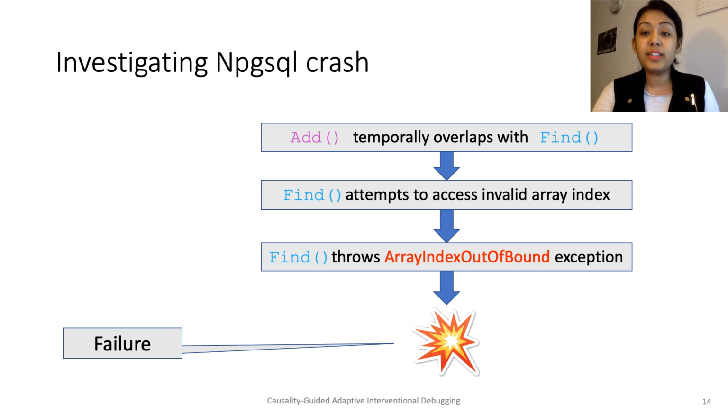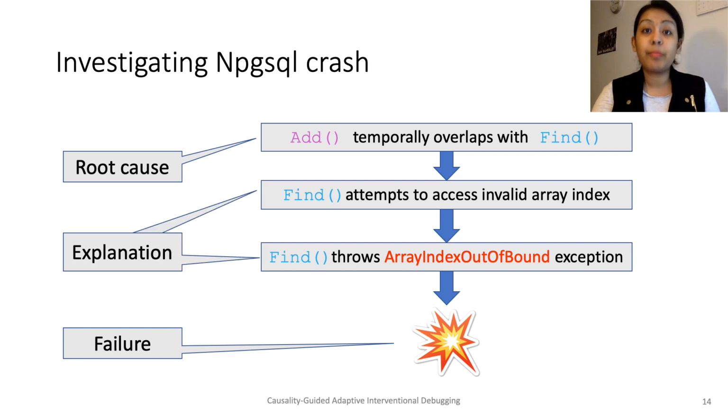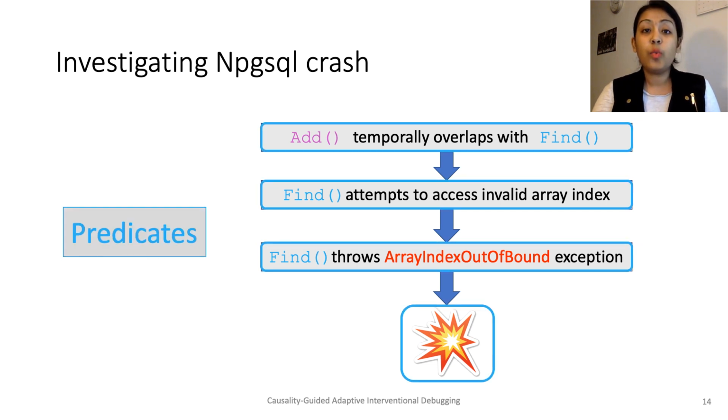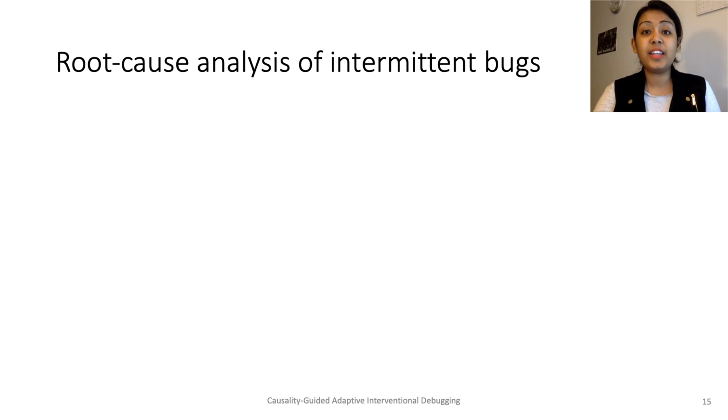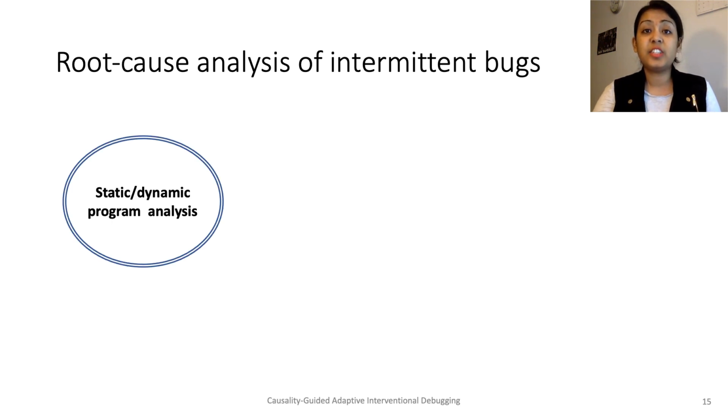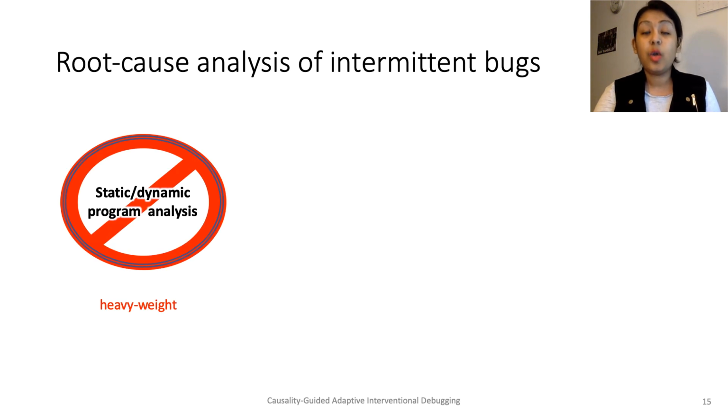Now we want to identify two things. Number 1, the root cause of the failure, and number 2, an explanation that tells us how the root cause triggers the failure. In this work, we call all these runtime events predicates. There are many techniques for root cause analysis such as static and dynamic program analysis, but these are heavyweight techniques. We wanted to solve the problem in a data-driven manner because it's lightweight and generalizes to any platform.